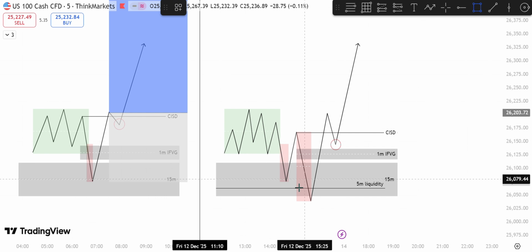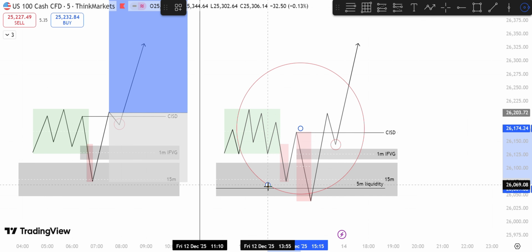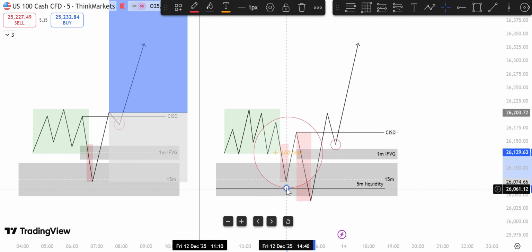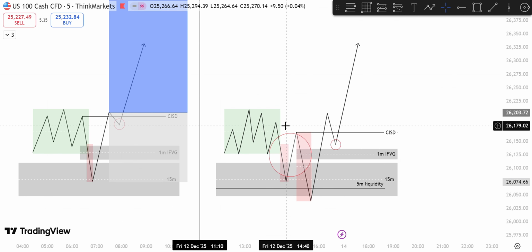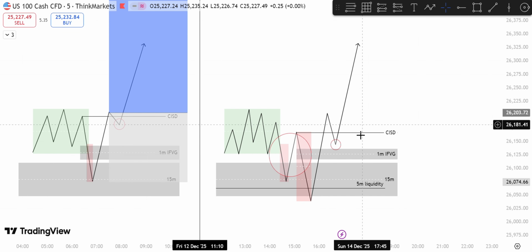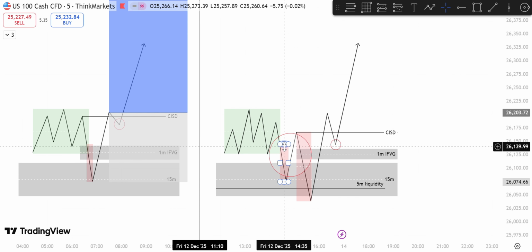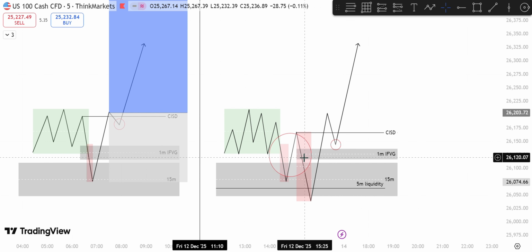Let me actually mark this. Wait, let me mark this in a circle, which is actually better for you to see. Right there. This whole up move from the manipulation, so you got the manipulation and then you get this whole impulsive move up, and then traders get easily trapped in this, because you may even get a change in the state of delivery and an inversion right here, but that doesn't mean anything if we have 5-minute liquidity below or above.